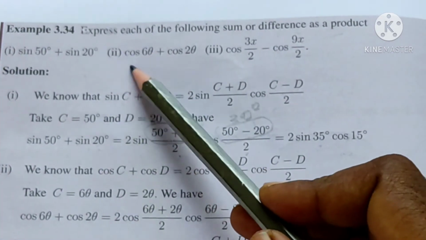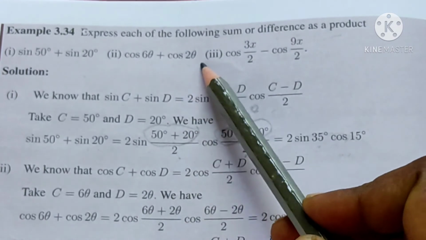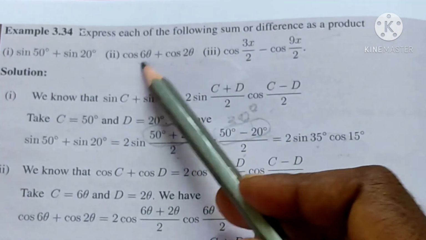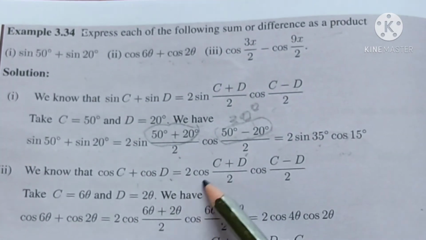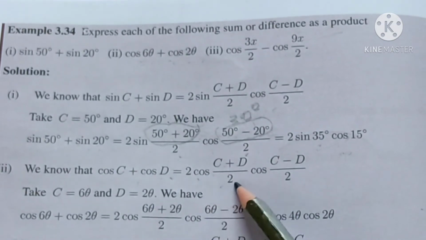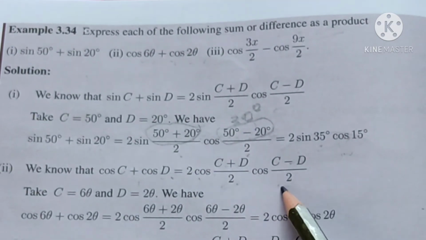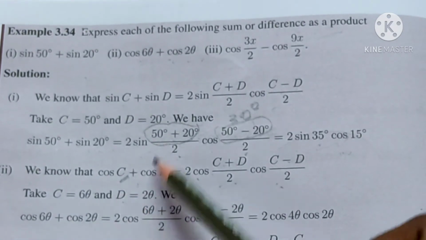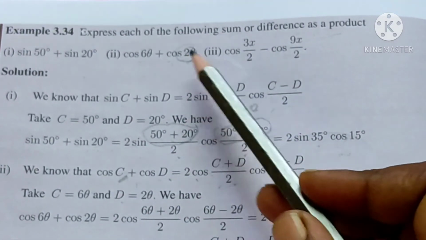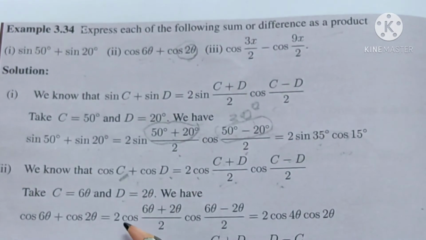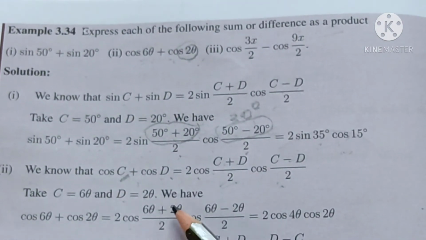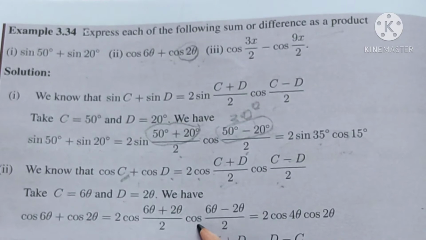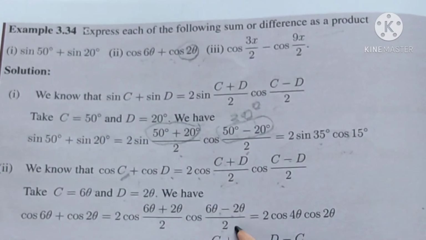Listen to the second part. Cos 6 theta plus cos 2 theta. So the 2 terms are cos. Cos c plus cos d formula: 2 cos c plus d by 2 cos c minus d by 2. So in the c place you substitute 6 theta and in the d place you substitute 2 theta. So we get 2 cos 6 theta plus 2 theta by 2 cos 6 theta minus 2 theta by 2.